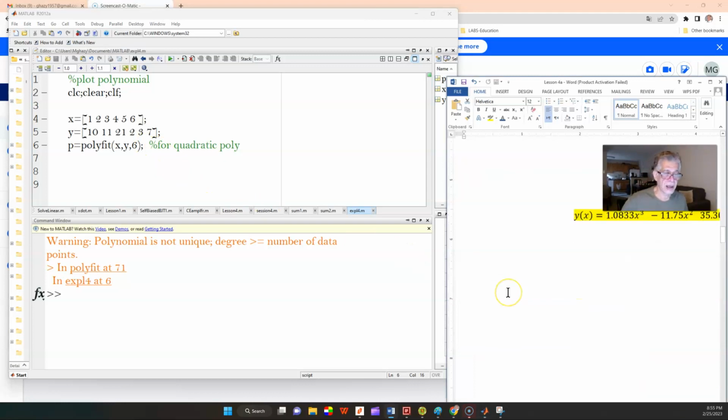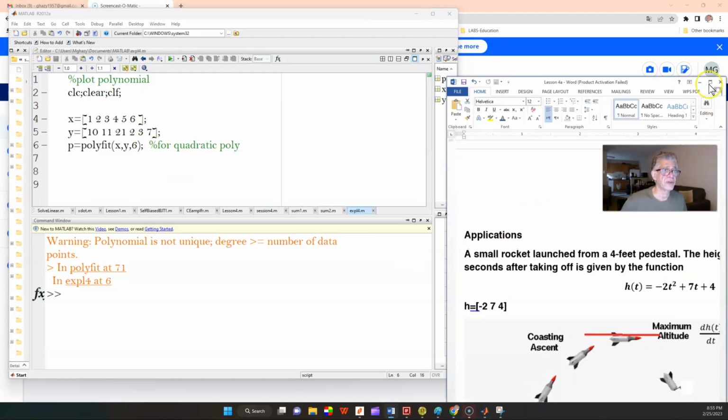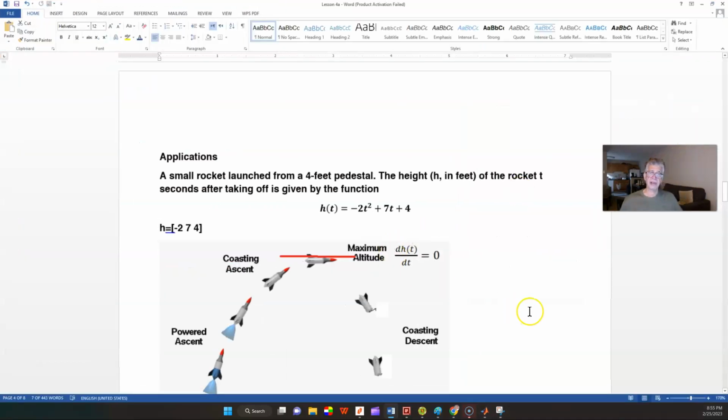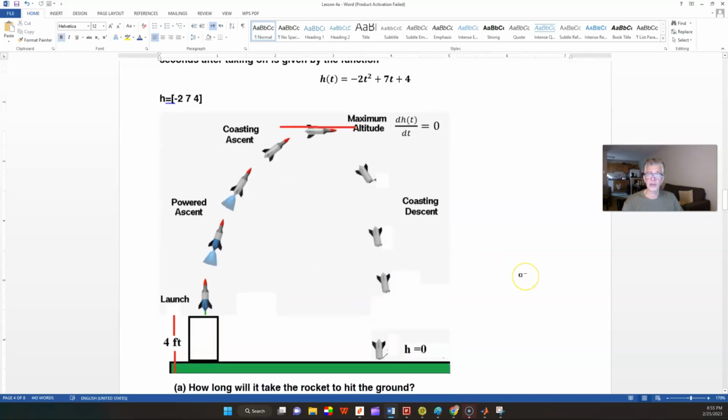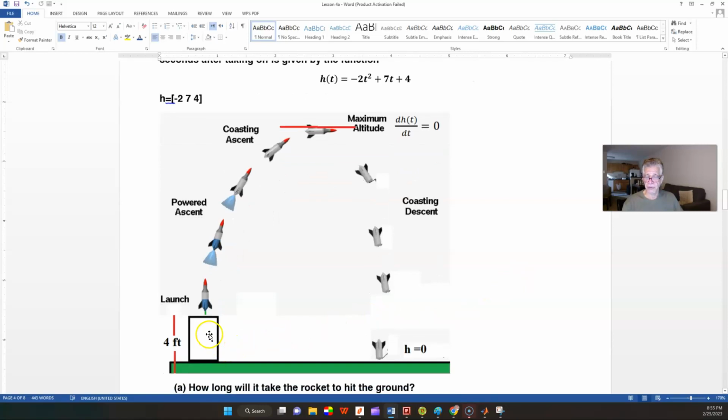So let's take the last example as an application. And this is a very interesting problem. That's in physics and mechanics. In this one, we have a small rocket, and this rocket is launched from a 4 feet pedestal. And this is the 4 feet where you are going to launch the rocket. It's like a toy rocket. And then, as you see, it will go up till it reaches the maximum and then start to fall down and then hit the ground.